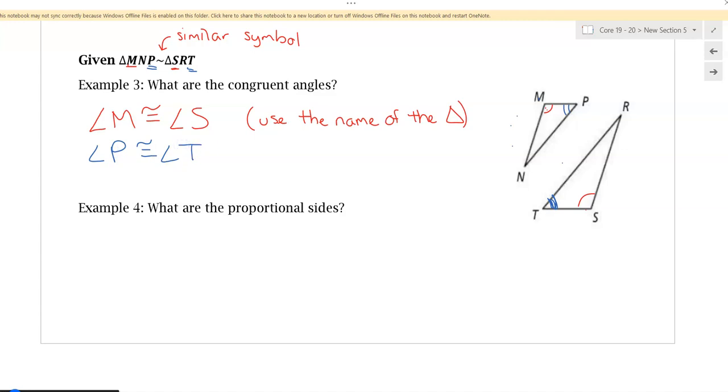Again, I use 2 lines here because while these are congruent to each other, it has nothing to do with M. So you change the number of little line marks you make to differentiate between your different angles. And then we have our last angle, angle N. 1, 2, 3 now. And 1, 2, 3. Or again, N is in the middle and R is in the middle.